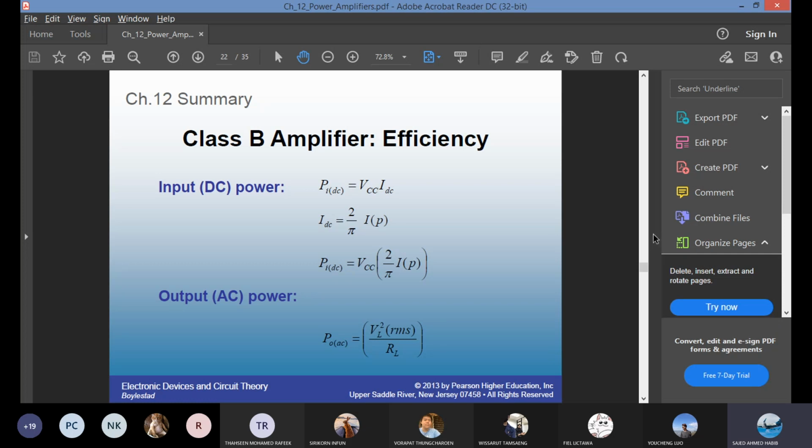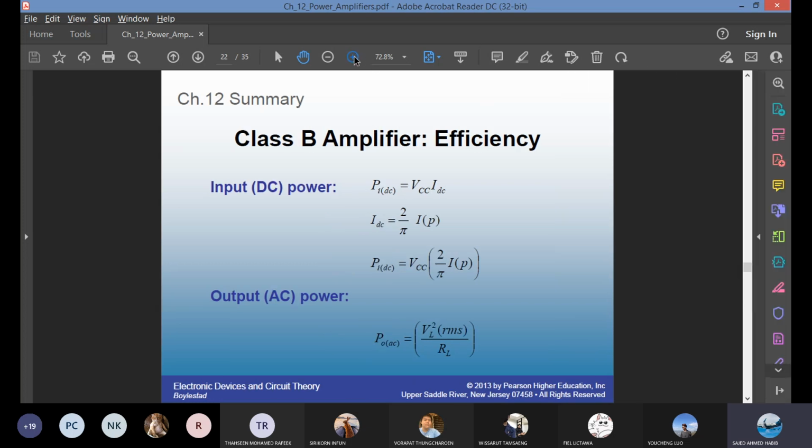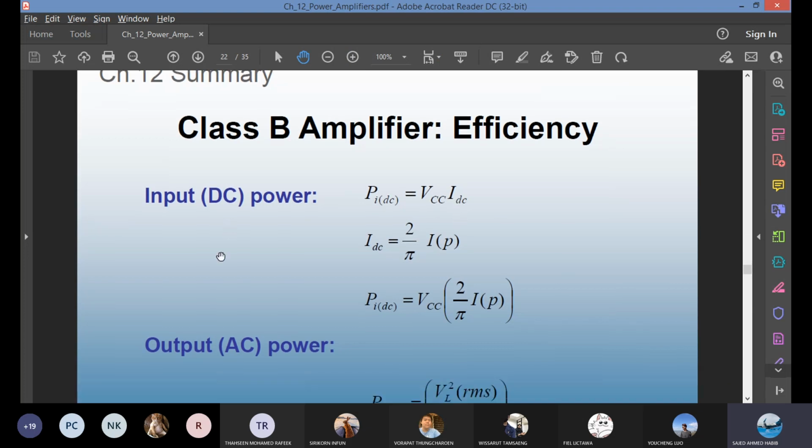Sometimes the DC current is not directly given. So we can find the peak current using peak voltage divided by load resistor, Vp divided by RL. You're going to get the peak current. And IDC is 2 over pi multiplied by peak current IP. Hence, the input power equation may become in this format: VCC multiplied by 2 over pi multiplied by I peak. We'll do a few examples today where you will see that you can manipulate the equation in so many ways in order to come up with a solution.